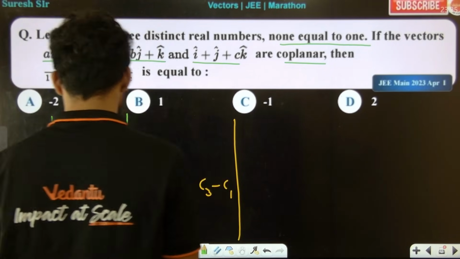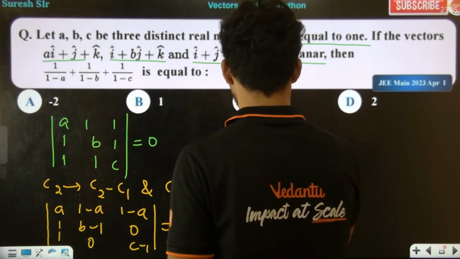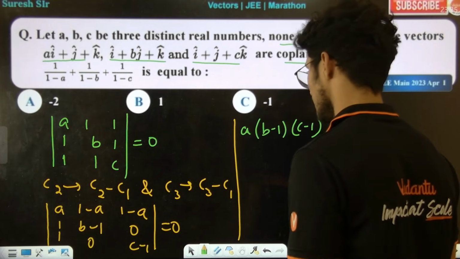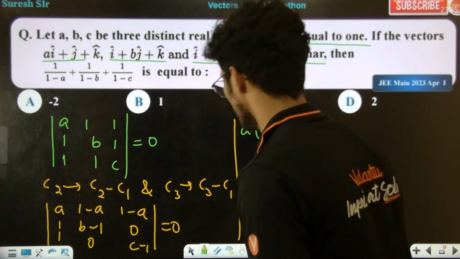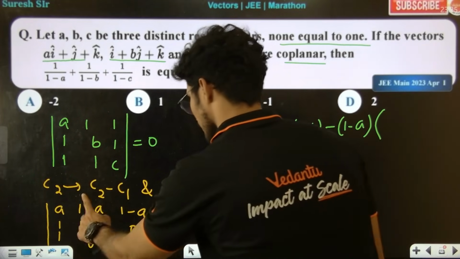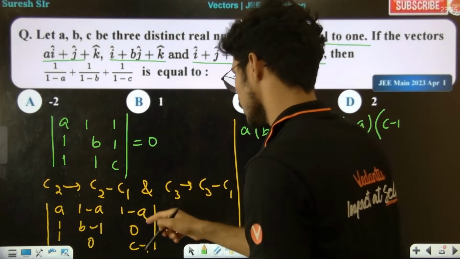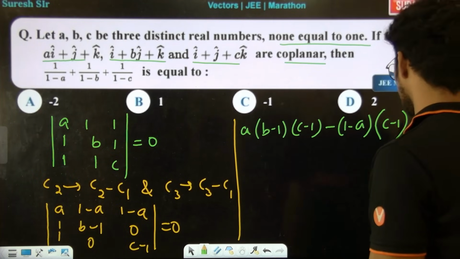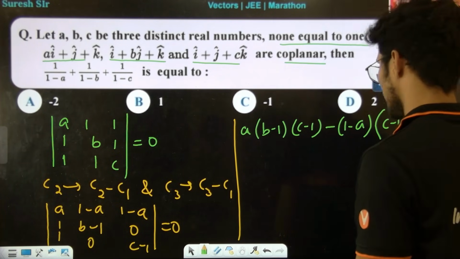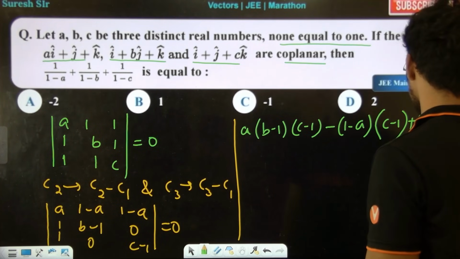Tell me. So if I just solve this, what am I going to get? A into B minus 1 into C minus 1. Any doubts? So 0, right? So into 0, 0. So minus of 1 minus A into what, sir? 1 into C minus 1. The first part is 0. Next, 1 minus A into what? 1 minus A into minus of B minus 1, so 1 minus B. Check.